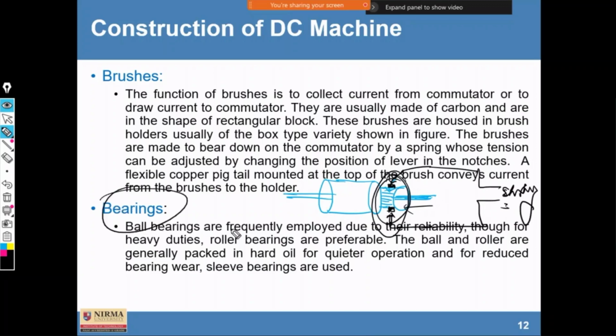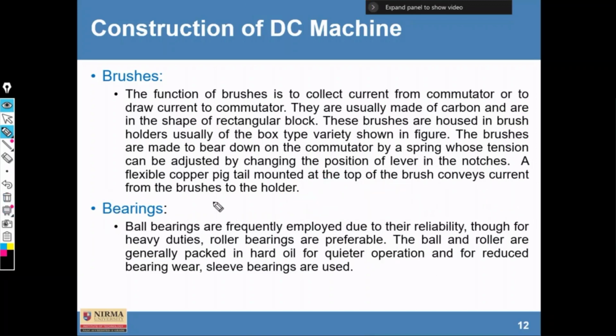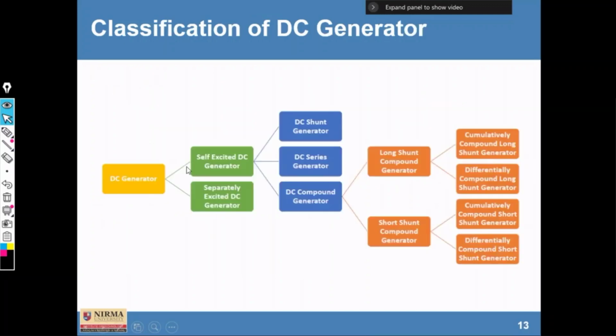And we know the function of bearings is employed for what purpose? For a roller, bearings are preferable. Fine. So such various bearings are used to rest the whole rotor onto a shaft. Clear? So, classification of DC generators.